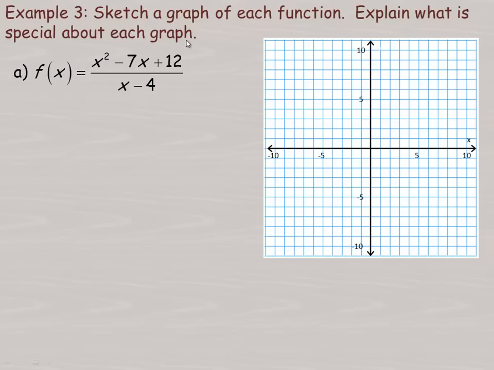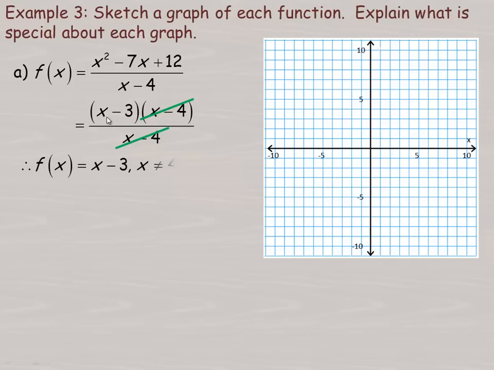Now this numerator will factor. And to factor it, think of two numbers that add to negative 7 and multiply to 12, and that would be negative 3 and negative 4. So that factors into x minus 3 times x minus 4. Now notice that we have the same factor in the numerator and denominator. So those x minus 4's will divide out. And so this rational expression simplifies to just x minus 3.